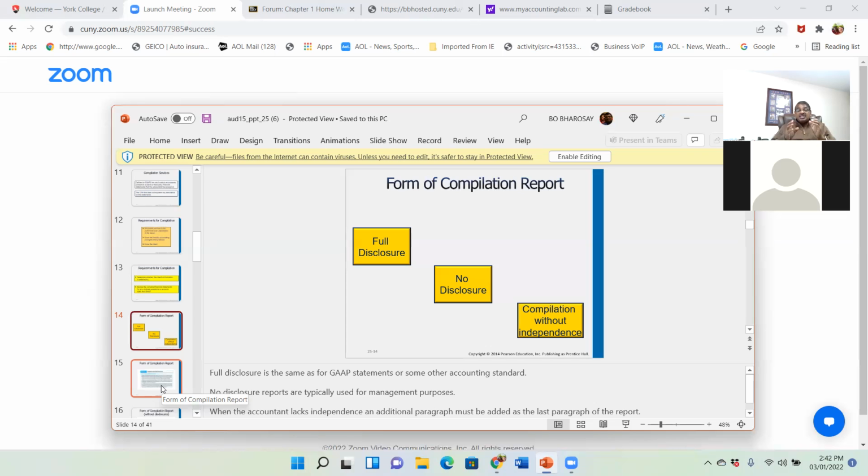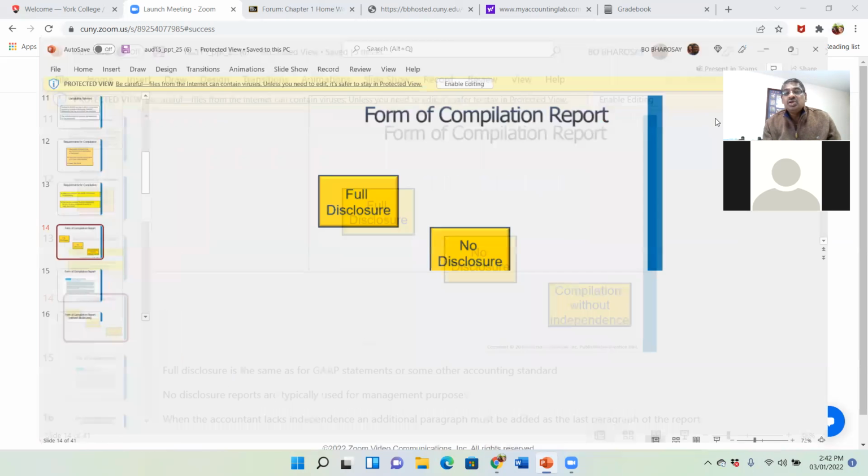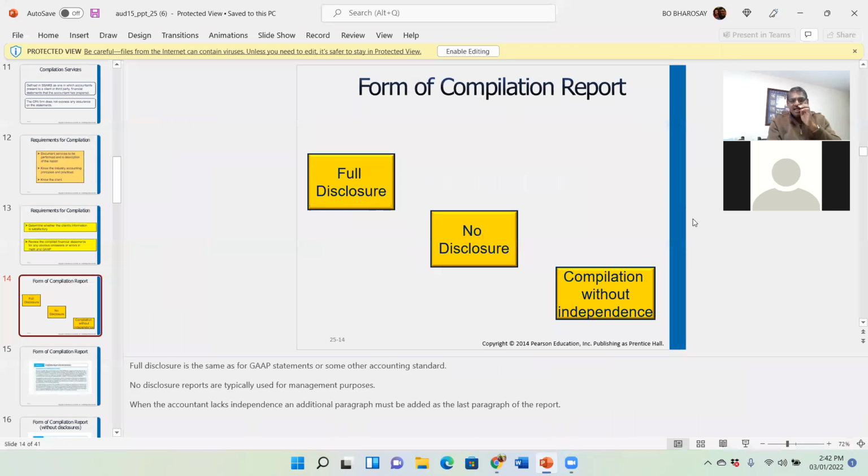So it is important as accountants, we are in a very confidential relationship with our client. We want to maintain that relationship as long as we are servicing the client. Okay? As long as we are servicing the client, we want to maintain that confidential relationship.